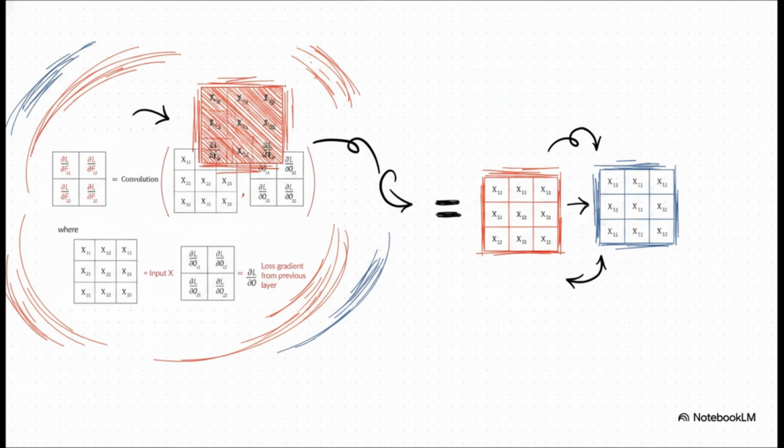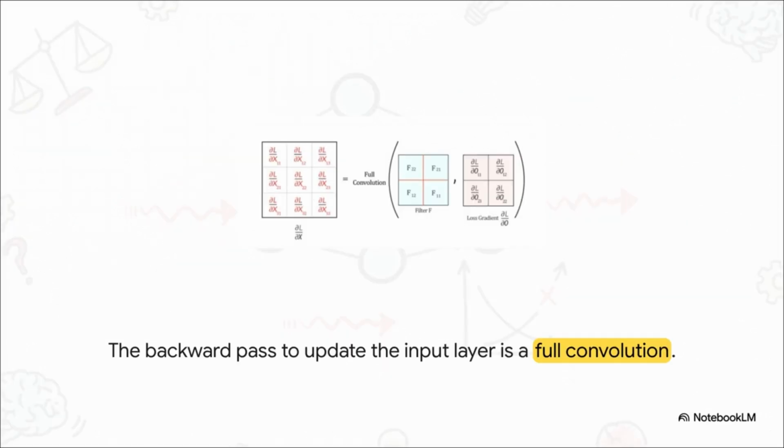It's just so elegant. And it doesn't stop there. The pattern just keeps going. To pass that error signal even further back to the layer before it, guess what? The network performs another convolution. It's convolutions all the way down.